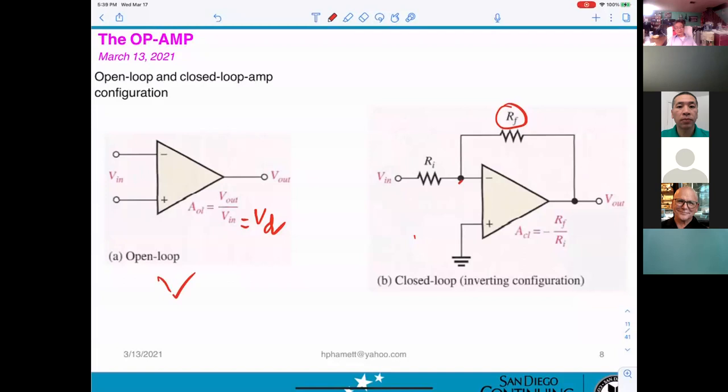Hey, Mr. Pham, I just have one real quick question. On VD, you said VD is ideally zero. Is that correct? Perfect, all the time. I mean, that's the ideal situation. Right, okay, thank you. When you're working with the op amp, you have to understand that the difference between the two inputs is supposed to be zero.